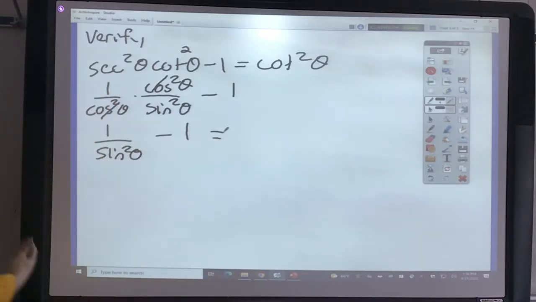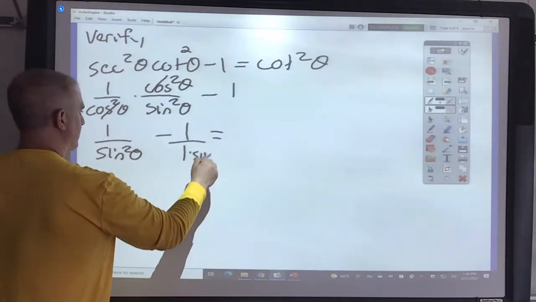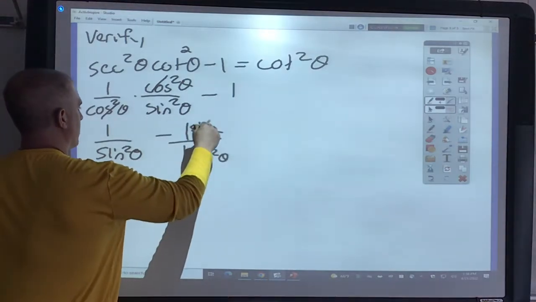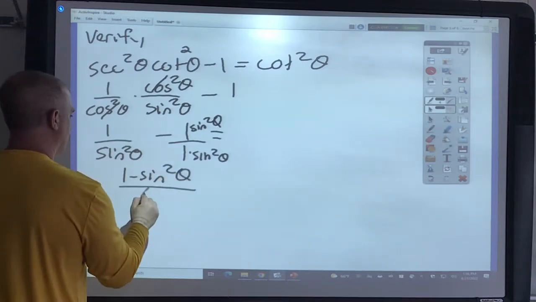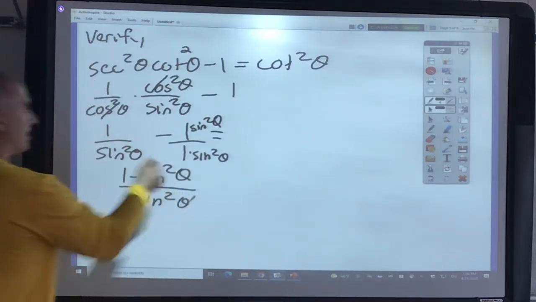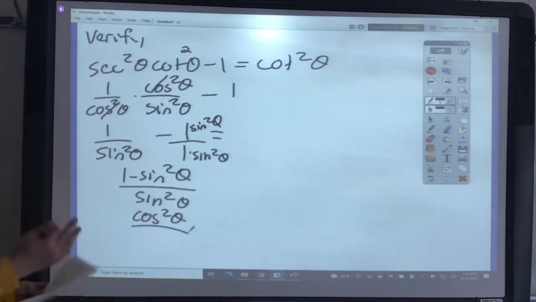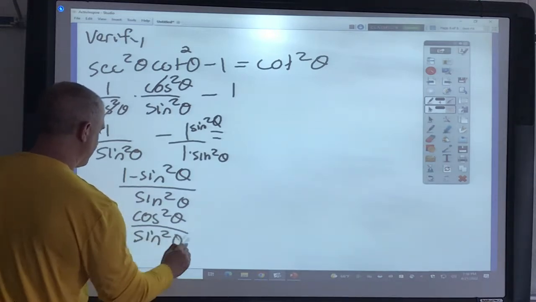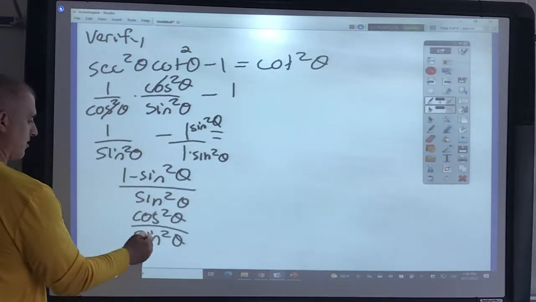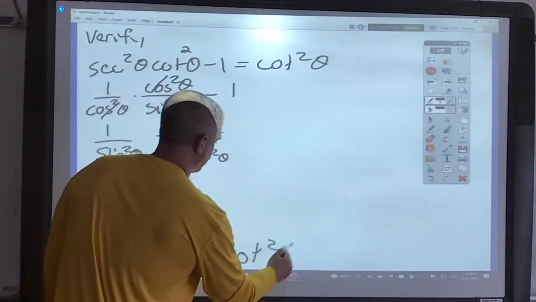Okay, now I got addition of fractions. So this would be times sine squared over sine squared. So I got 1 minus sine squared over sine squared. Now, this is an identity. That identity would be cosine squared. So when I say identity, go back to that chart of all those identities. So that's going to be cosine squared over sine squared, which is cotangent squared. And that's what I was looking for.